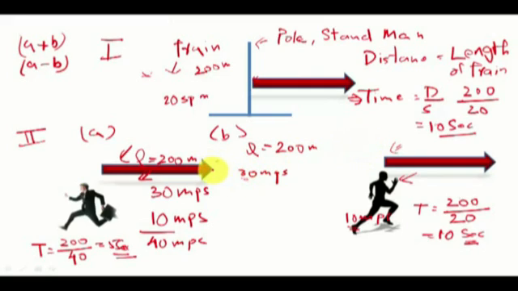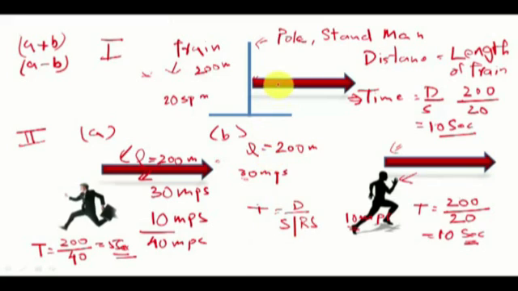When the train is moving, a person is running in opposite direction of train, then the relative speed is A plus B, here 30 plus 10. When the person is moving in the same direction, then the relative speed will be A minus B. That is, in this case, 30 minus 10. Okay. So the formula is same. Time is equal to distance by speed or relative speed.